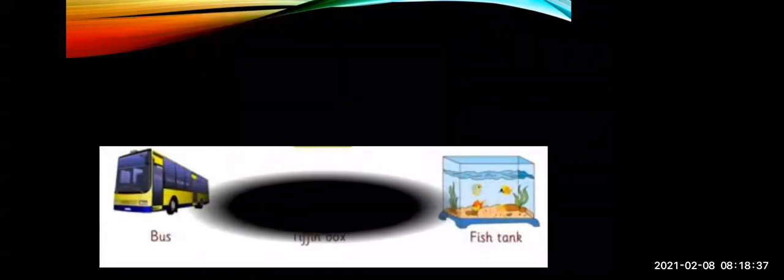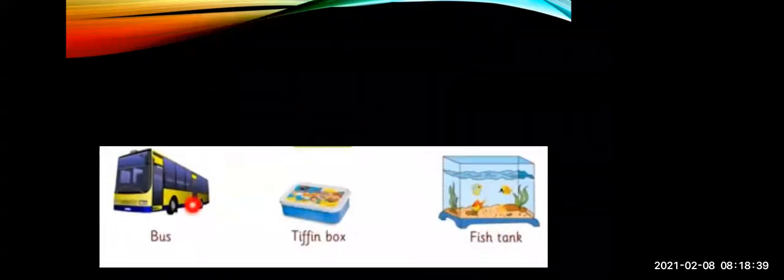Now one more is there. Next one. Name these examples. This is a bus. This is a tiffin box. And this is a fish tank. Now which 3D shape is it? Rectangle. Yes, the shape is a rectangle.